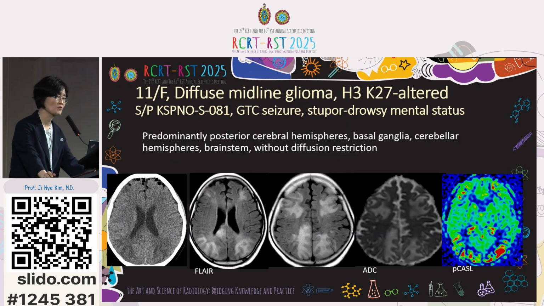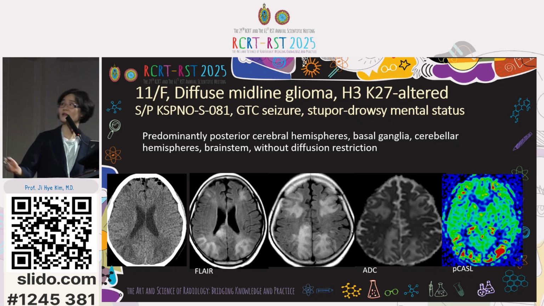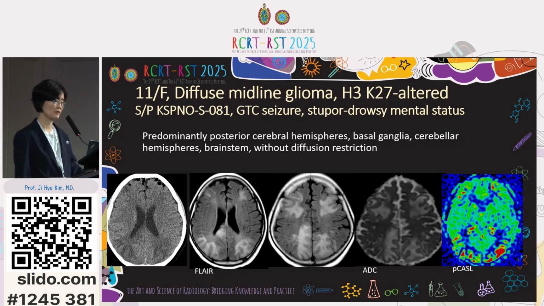This is a case of diffuse midline glioma who underwent chemotherapy. We can see low density of the white matter here, which is more prominent in the posterior part of the cerebral hemispheres. Similar findings can be seen on MRI with increased ADC values. And interestingly, the involved areas show increased perfusion.